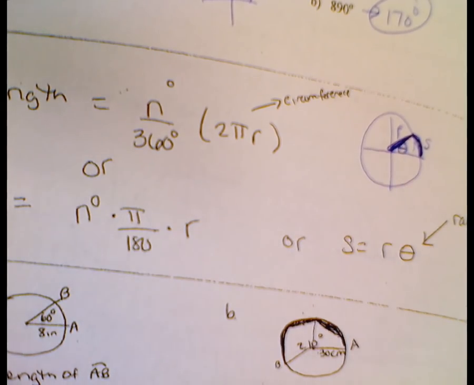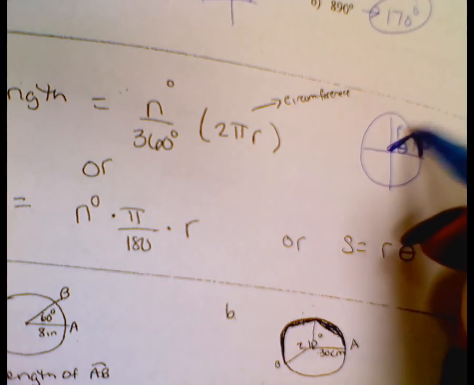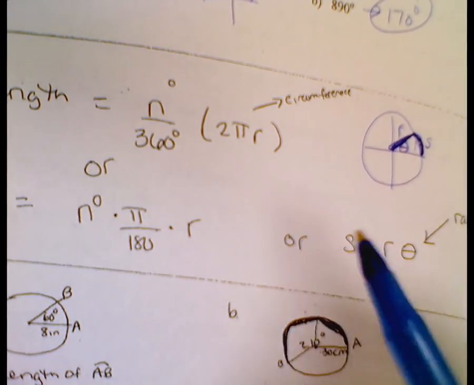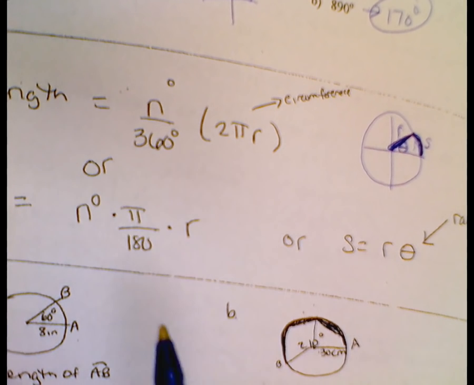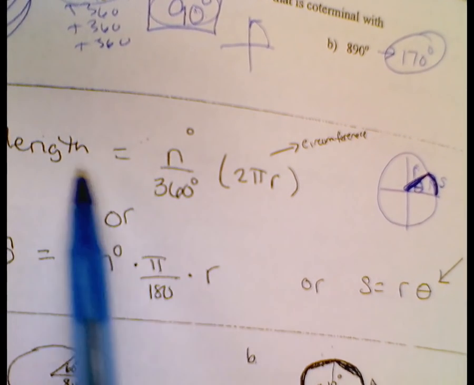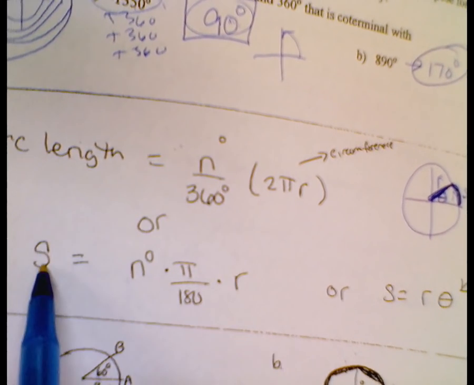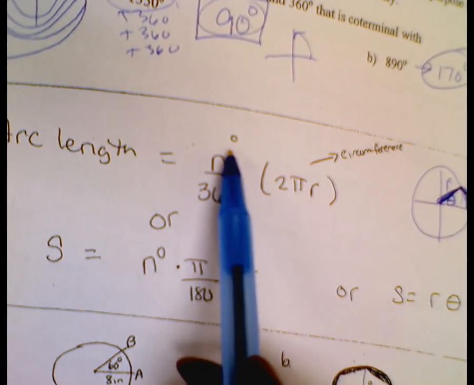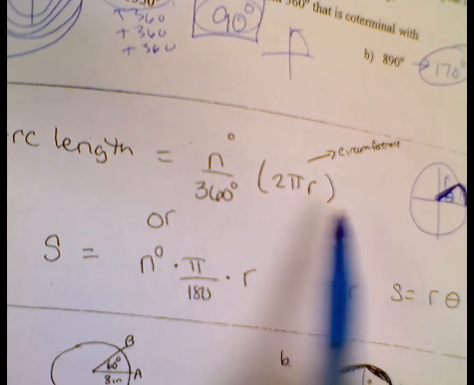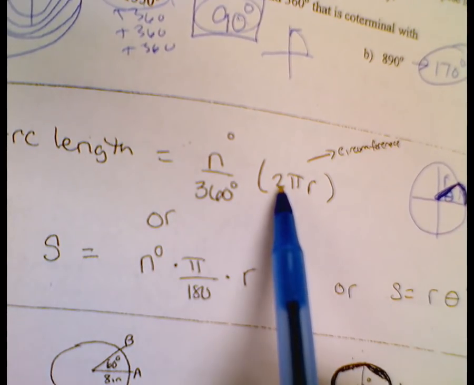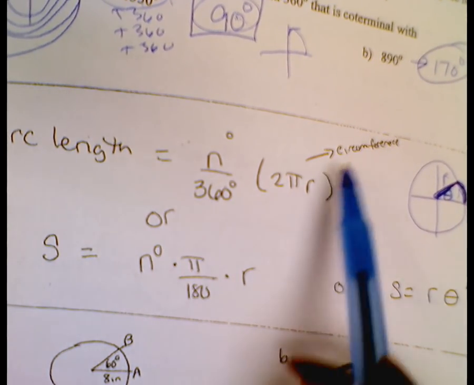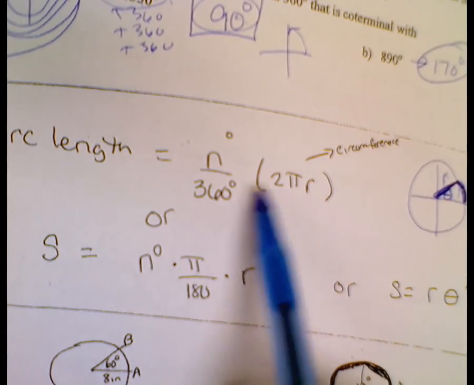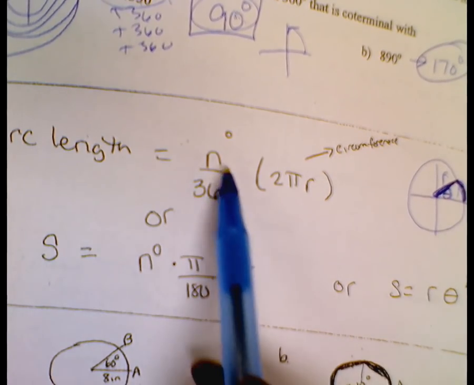We can figure out the arc length using the angle and the radius. Back in geometry, this was the formula that you did. Arc length was S. You said you do a portion of 360, and then times 2 pi r. 2 pi r is the circumference of a circle, and these two things are the same. So it's a portion of that. What portion of that is it?